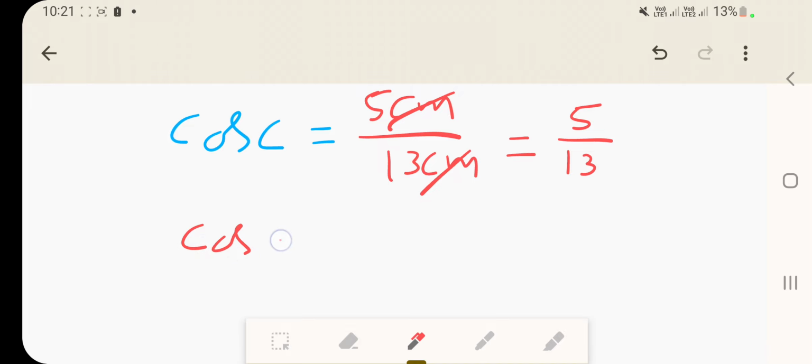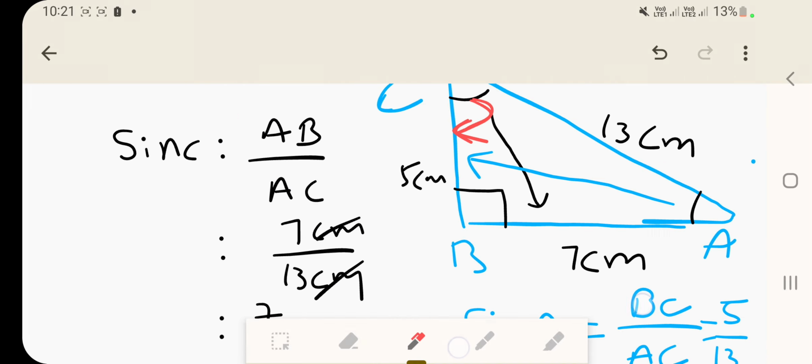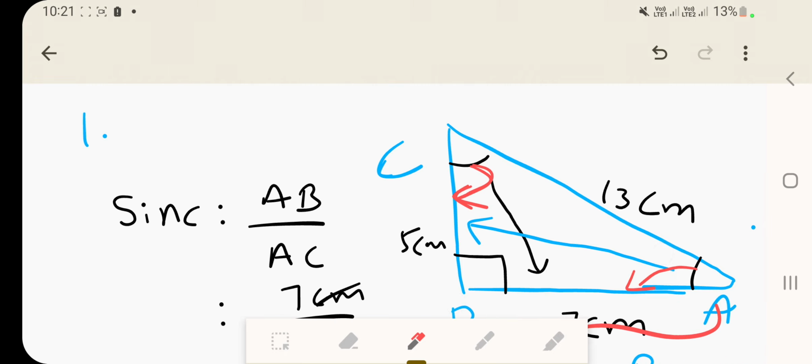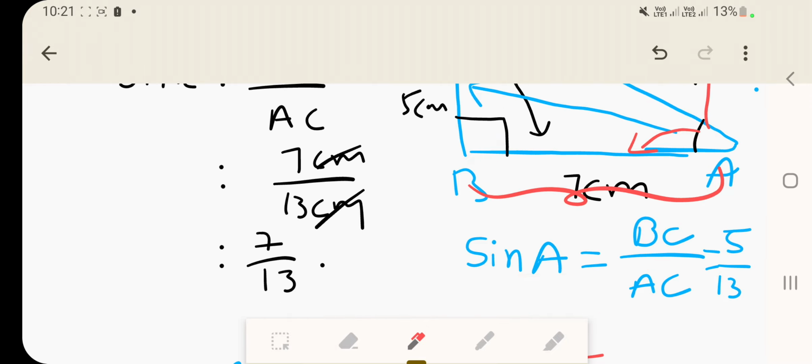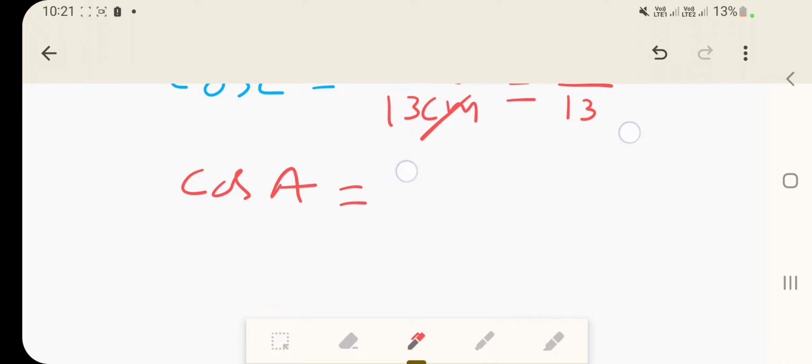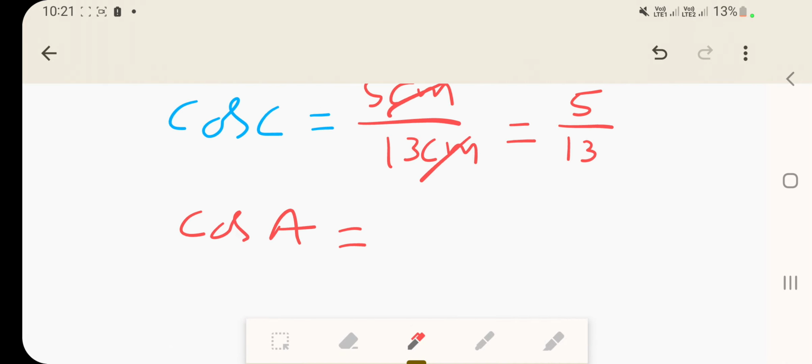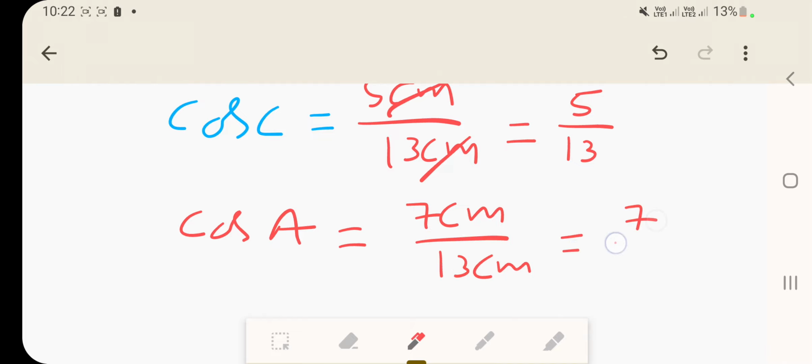Suppose we want to find cos A. Adjacent to angle A is AB. This is the adjacent side to angle A. So the length of AB is 7 centimeters and the length of the hypotenuse is 13 centimeters. So cos A is 7 centimeters divided by 13 centimeters, which is 7 by 13. Like this we can find the ratios cos A, cos C, sin A, sin C.